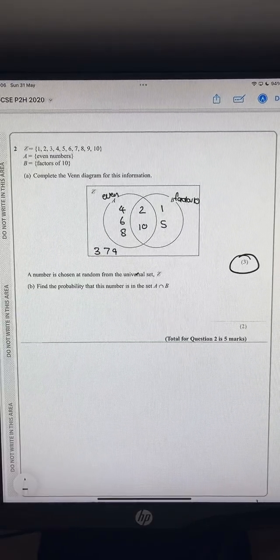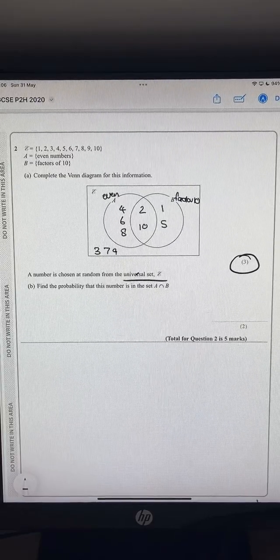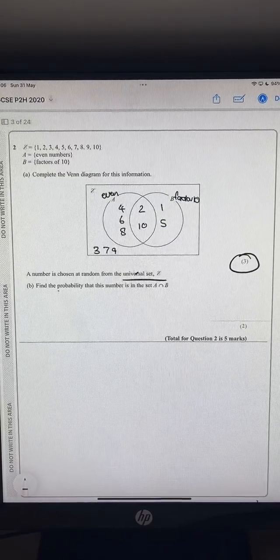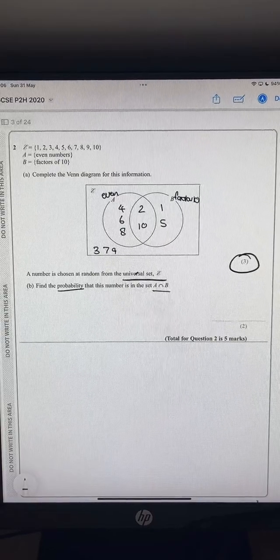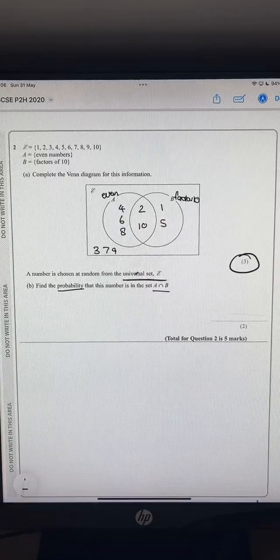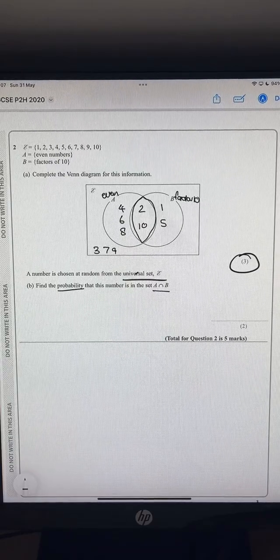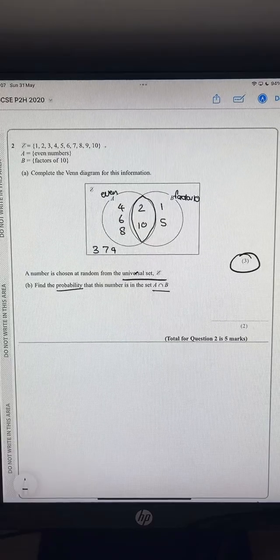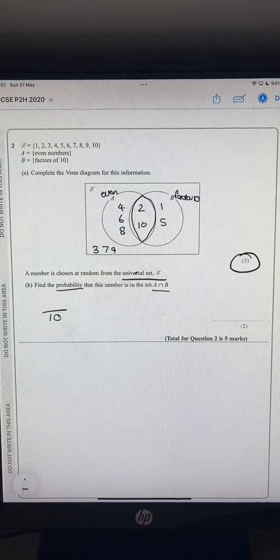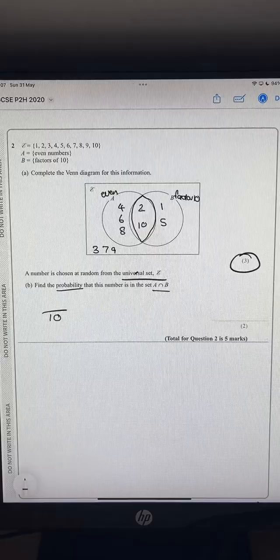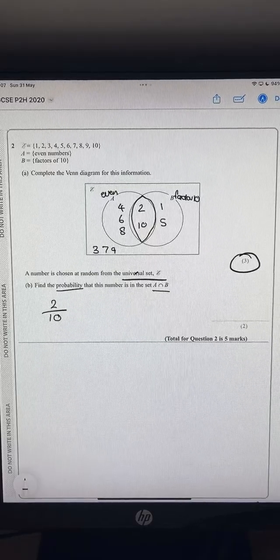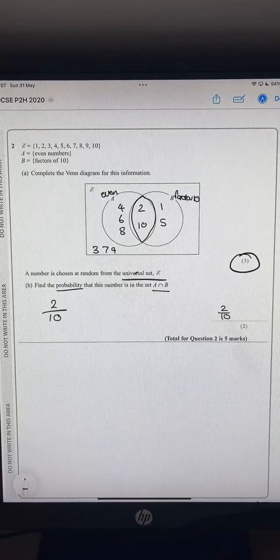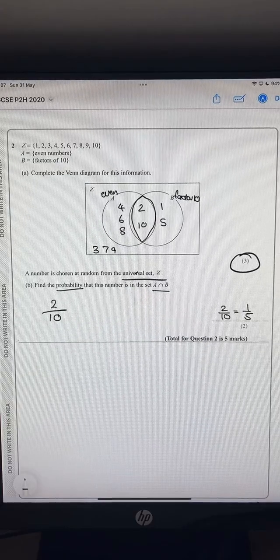A number is chosen at random from the universal set, which is all of my numbers. Find the probability that this number is in the set A and B. So this is the intersection, meaning both. So I'm looking at this section here. The probability that this number is there, well, how many numbers do we have in total? We've got 10 different values in total. So out of 10, how many options do I have that are in the middle? 1, 2. I just have 2 numbers there. So this is simply 2/10, or I can simplify that to 1/5.